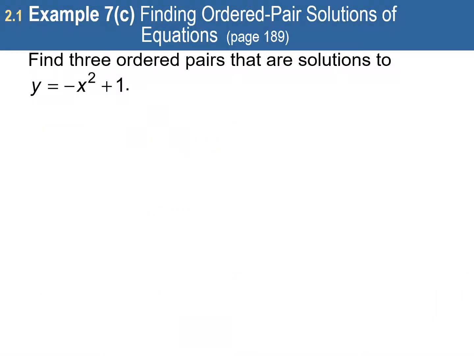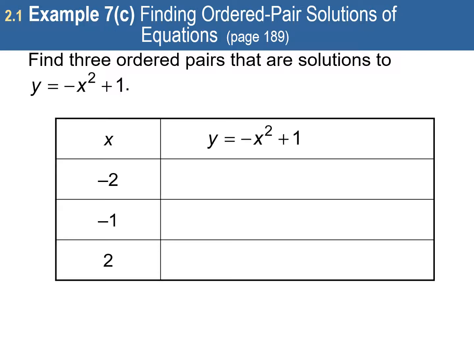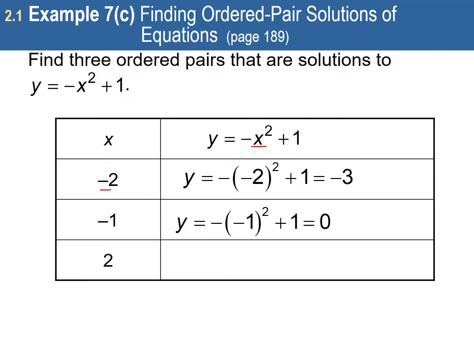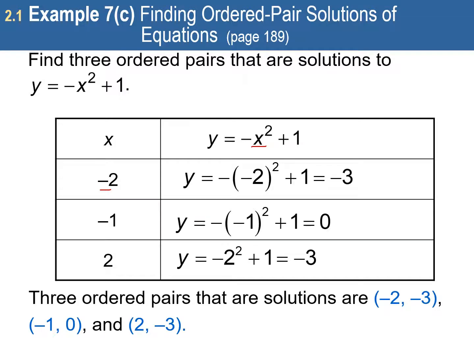Now suppose I want three ordered pairs that are solutions to y is equal to -x squared plus 1. So I'm going to pick the numbers -2, -1, and 2, and substitute those into y is -x squared plus 1. When I do that, I get y is -3, 0, and -3. So my ordered pairs are (-2, -3), (-1, 0), and (2, -3).